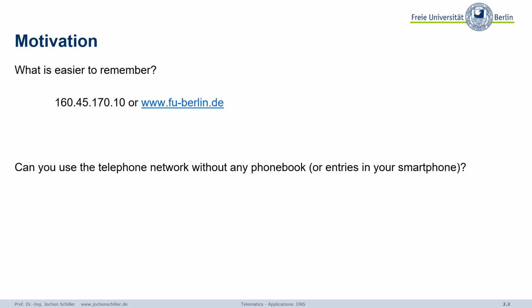Think of the telephone network. Does the telephone network work without any phone book or entries in your smartphone? Well, think of yourself, do you know all the numbers of your friends, for example? So what happens if you don't have access to these entries? The phone network will work. You can still dial a number. So that is no problem.